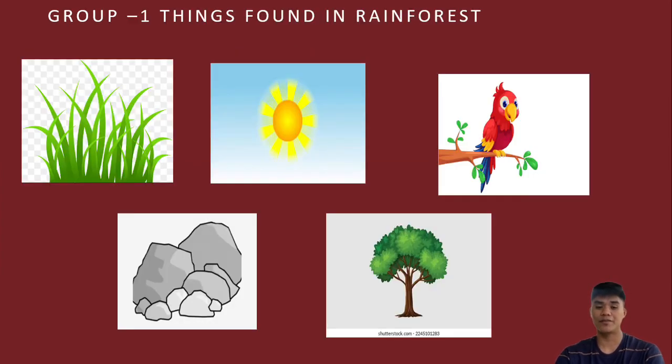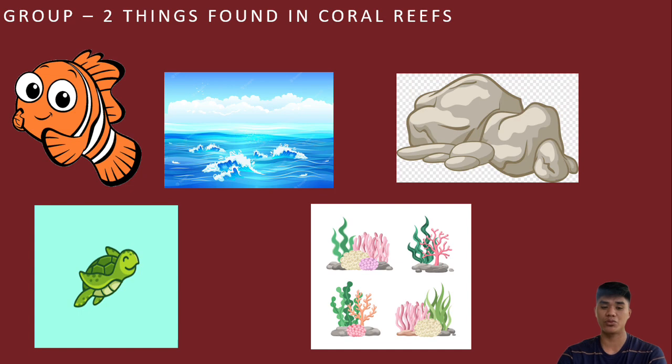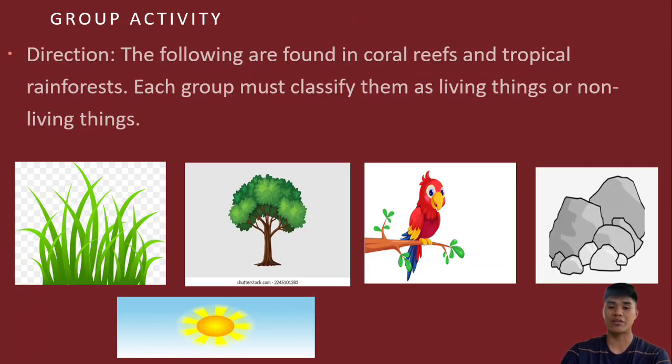Group 1 is in the first picture, and group 2 is in the second picture. All you have to do is read the direction. So let's read the direction. The following are found in coral reefs and tropical rainforests. Each group must classify them as living things or non-living things. I'll give you 5 minutes to answer this, class.